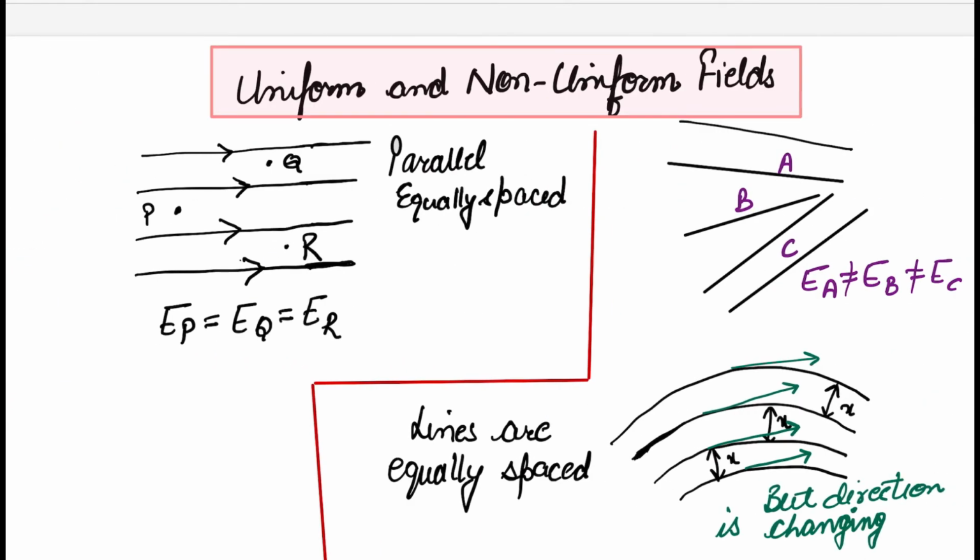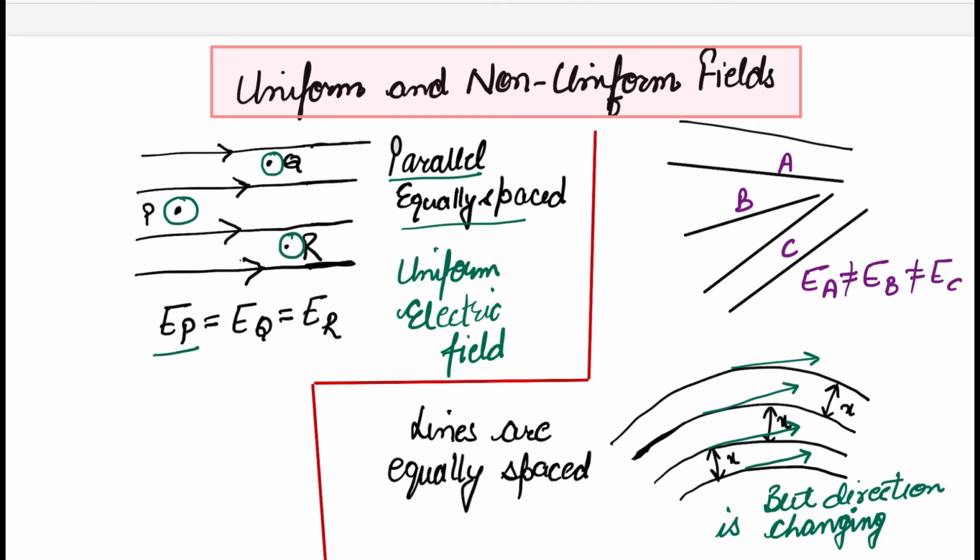So for uniform fields, the lines will be parallel and equally spaced. Then you will have a uniform electric field. If this is point P, this is Q and this is R, then the electric field at point P will be equal to that at Q and equal to that at R, right?